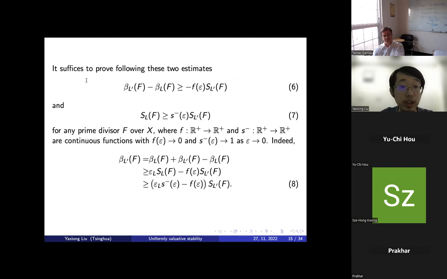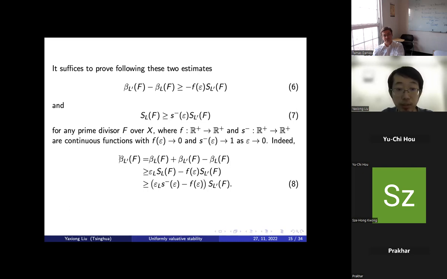To show this, it suffices to show the following two estimates. The first one is that the difference of the beta invariants is bounded by minus f(epsilon) times S_L'(F), where f is a continuous function such that f(epsilon) goes to zero when epsilon goes to zero. And the second one is that S_L(F) is bigger than s_minus(epsilon) times S_L'(F), where s_minus(epsilon) is also a continuous function which goes to one as epsilon goes to zero.